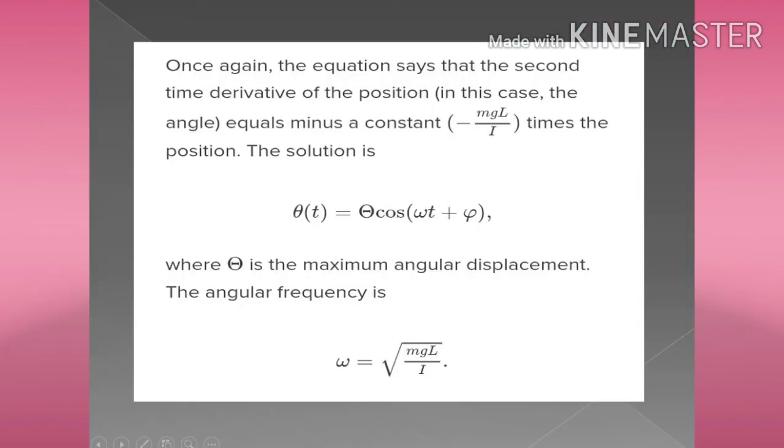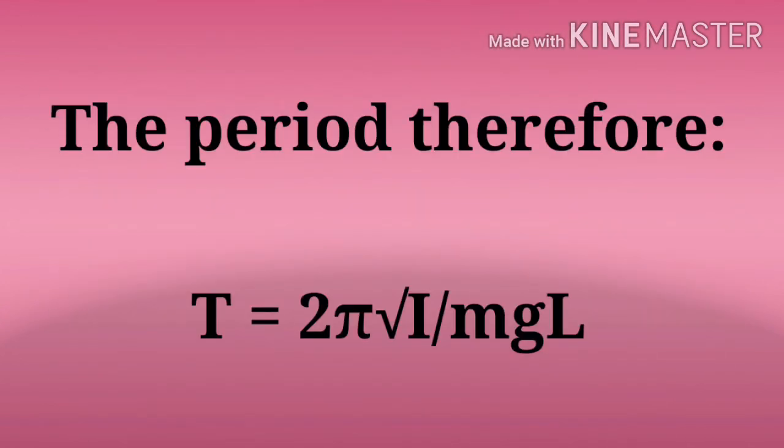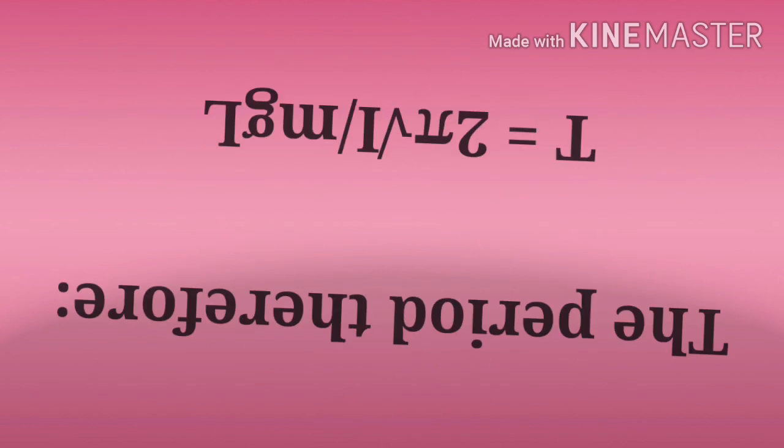Once again, the equation says that the second time derivative of the position, in this case the angle, equals minus a constant times the position. The solution is shown in the formula, where theta is the maximum angular displacement. The angular frequency is shown below. The period is therefore T is equal to 2π the square root of I, or inertia, over mgL.